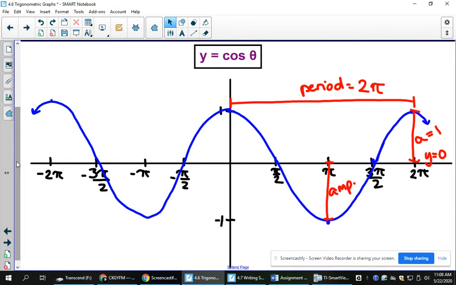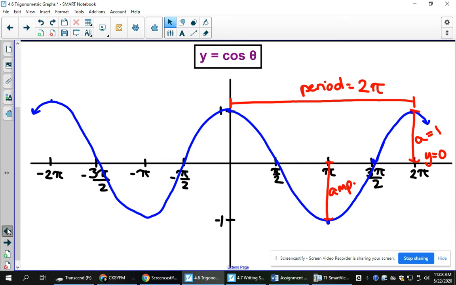Here's the cosine function. The big difference here is where it starts. We've still got a period that's 360 degrees. On this picture, I've just done it in radians, but 2 pi is the same. We've got an amplitude of 1. The median is still at y equals 0.